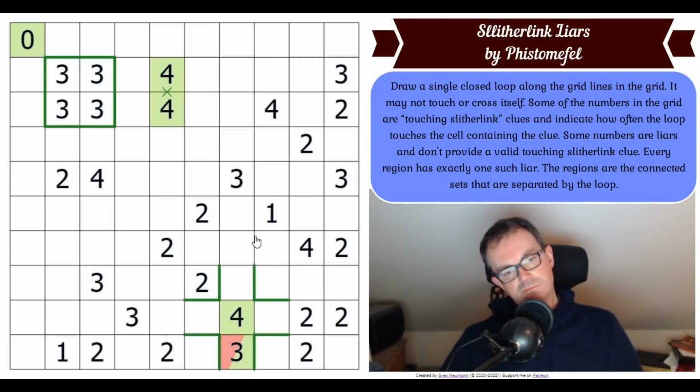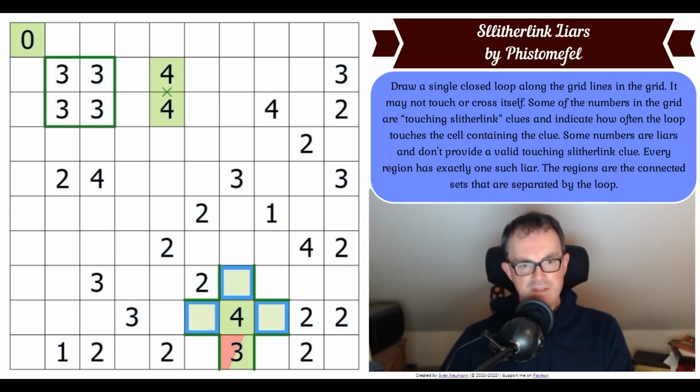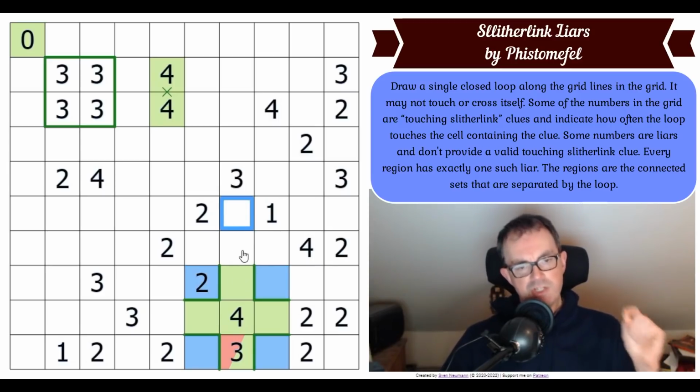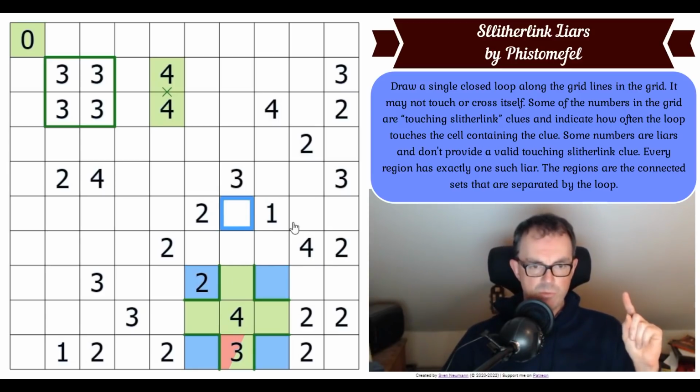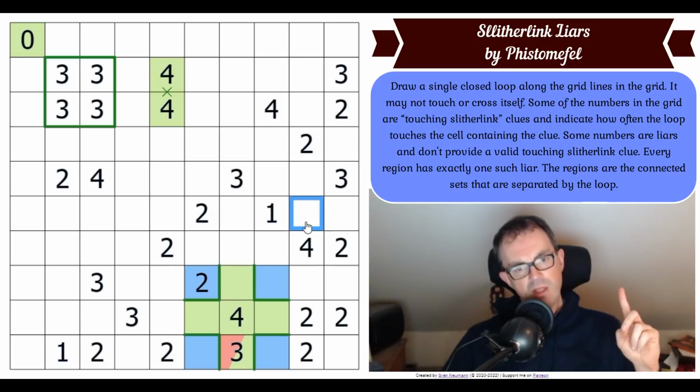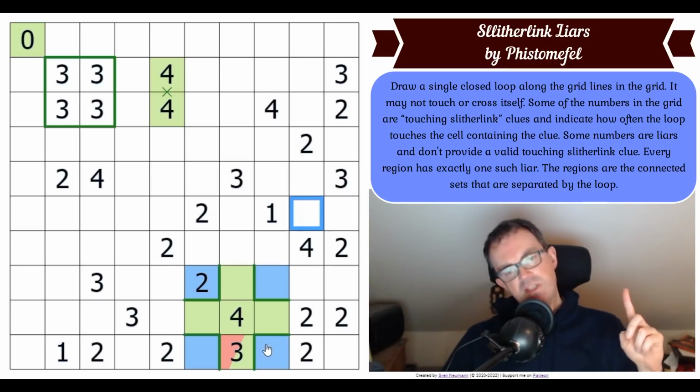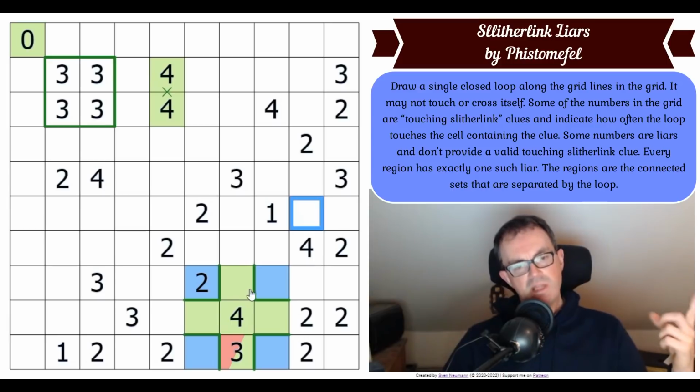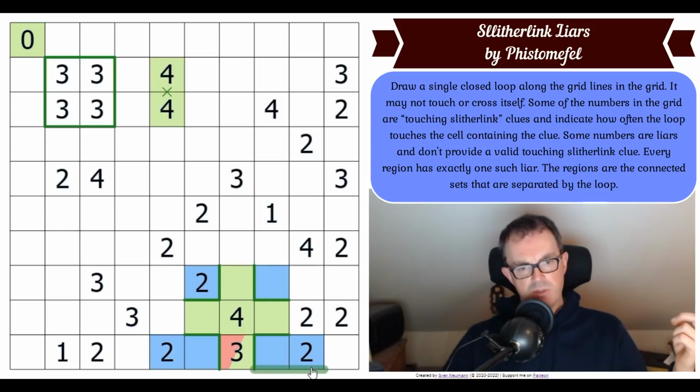And now, all of a sudden, we can greenify things. That is all greenified, and these must all therefore be bluified. Now we are actually on a road to some sort of logic, aren't we? Because now each of these blue loop segments which are in the loop must connect to all their friends. So that must be blue, that must be blue, which means we get some loop segments along the bottom of the grid.